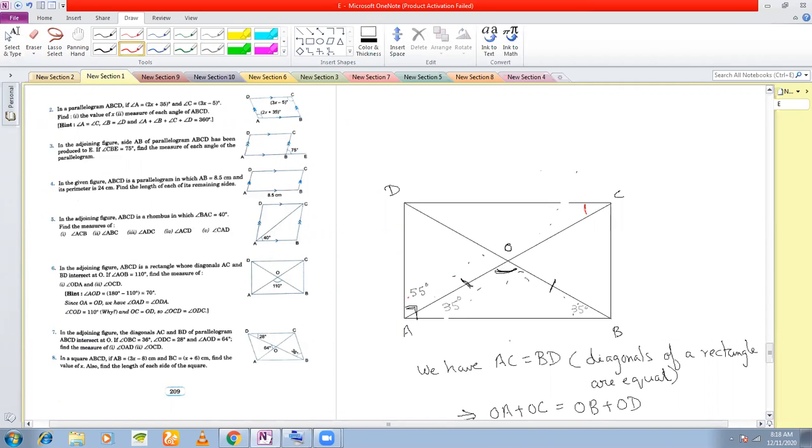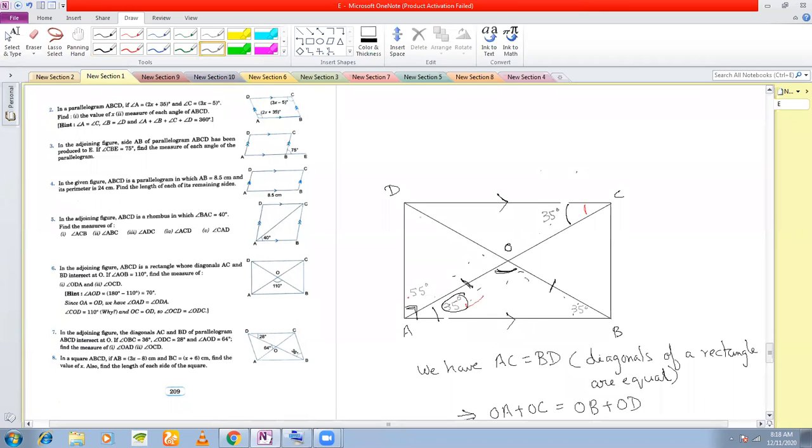Okay. Can anyone tell me how to find out this angle? This red angle. See that this angle we have found out to be 35 degree. This angle is 35 degree, right? Yes, sir. These two are parallel because a rectangle is also a parallelogram. So therefore this angle and this angle have to be alternate angles and they must be equal. So this must also be 35 degree.